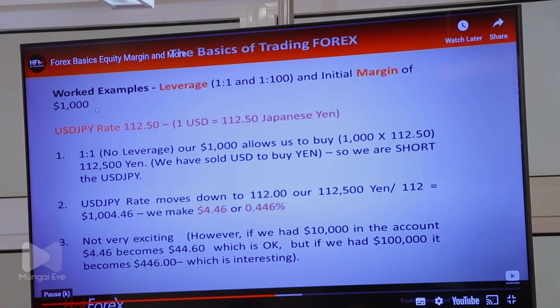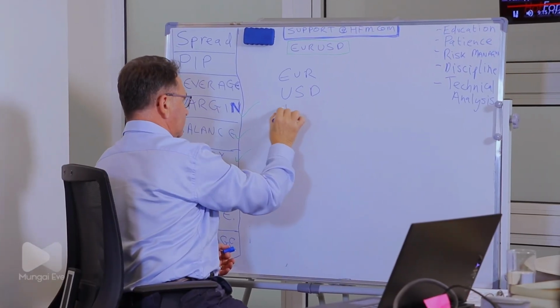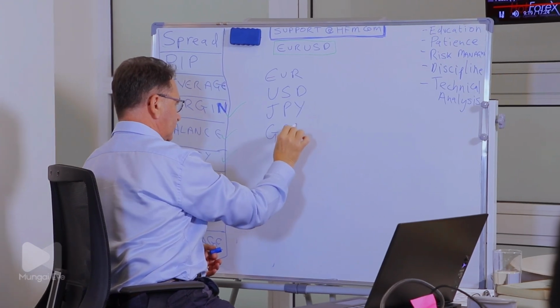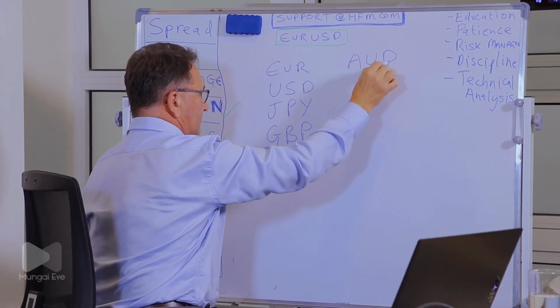So in this example, we've got the dollar, yen, USD, current rate is 112.50. So what this means is that $1 equals 112.5 Japanese yen. So in his first example, we're going to use a leverage of 1-to-1 or no leverage. Okay. So here, our $1,000 allows us to buy 112,500 yen. So we've sold our US dollars to buy yen. So in effect, we're short this currency pair, the US dollar JPY.